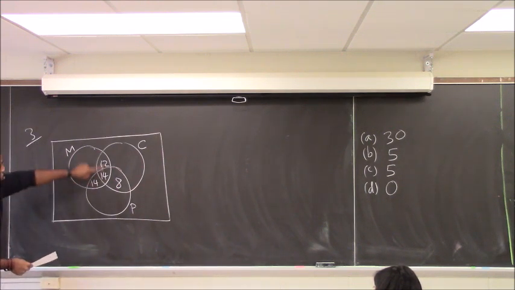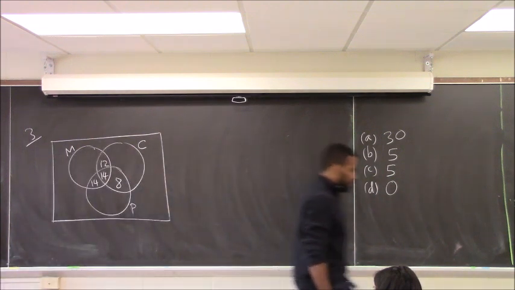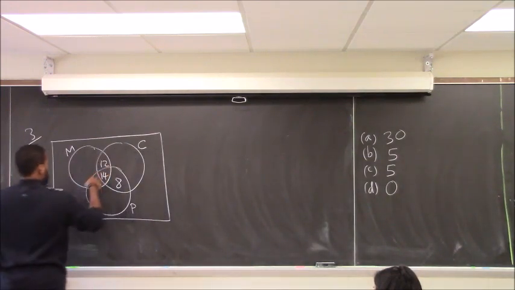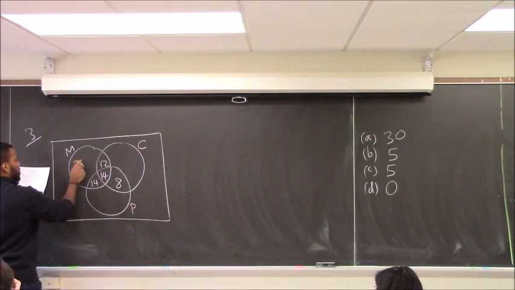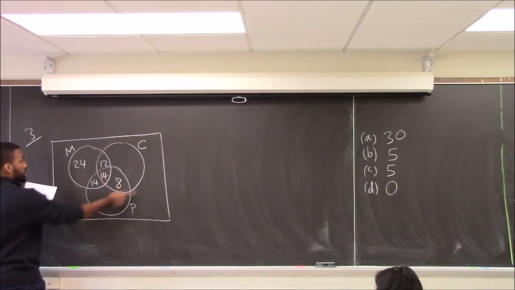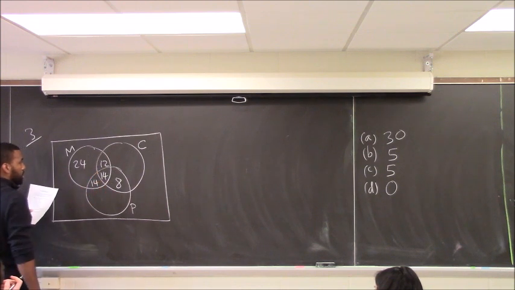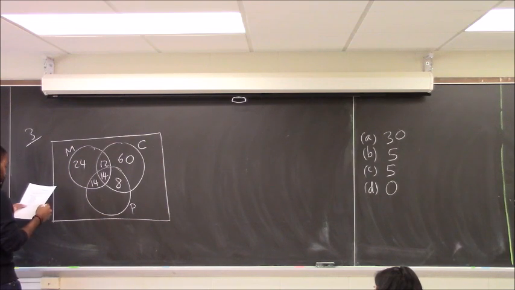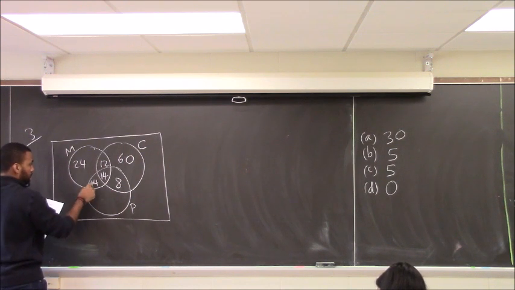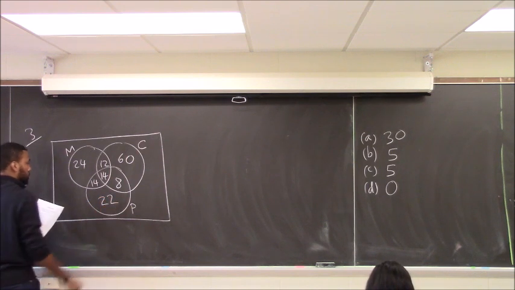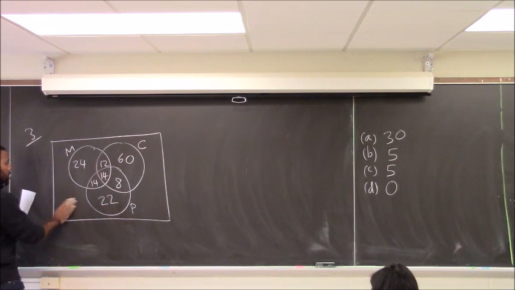Now 64 took math, right? So how much is left over here? It's going to be 64 minus all of these, which is 24. And 94 took chemistry, so it's going to be 94, subtract this, subtract that, subtract that. 60. 58 took physics, so 58 minus this, minus this, minus this is going to be 22. So that's this.